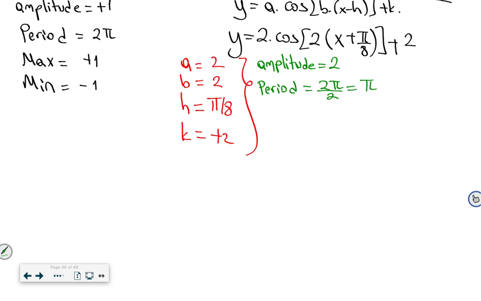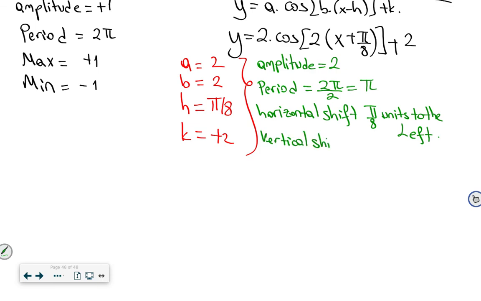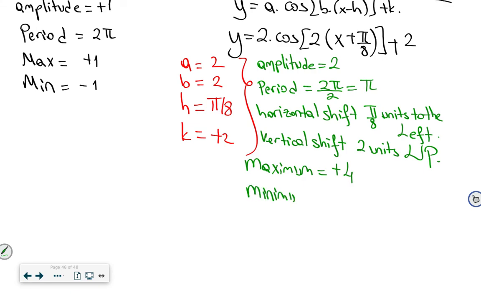Because your h is pi over 8, the horizontal or phase shift is positive, so that's why it is pi over 8 units to the left. And your vertical shift is 2 units up. Your maximum is going to be positive 4, your minimum is going to be 0. And these are your answers.